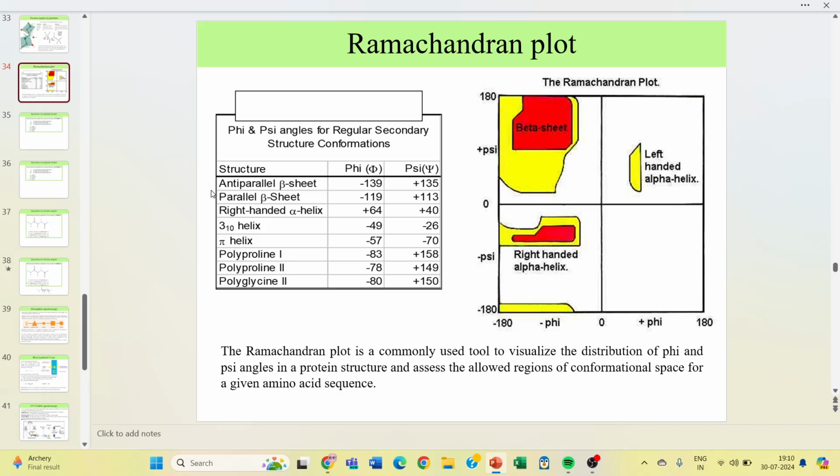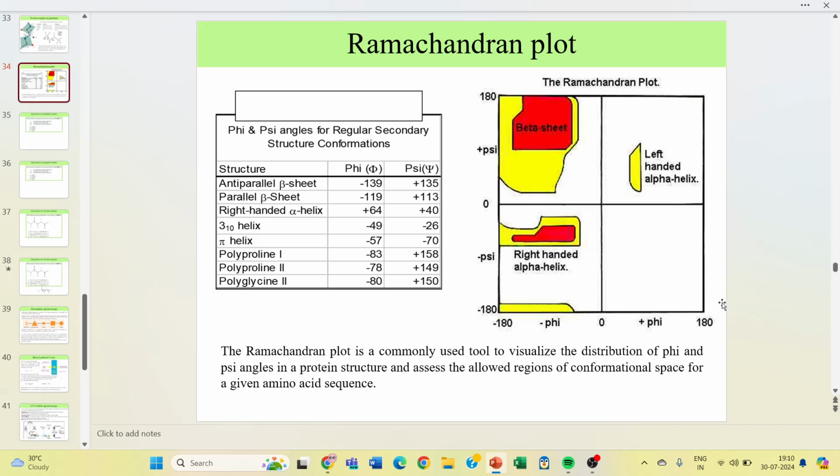For example, in an antiparallel beta sheet, one beta strand and the next beta strand are pointing in opposite directions. So they will have phi and psi angles within this range, right? And then for the parallel beta sheet, these are usually the values. Again, for the right-handed alpha helix, these are the values.